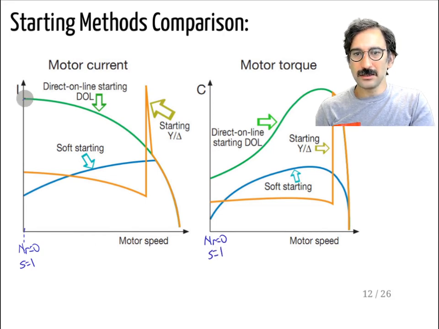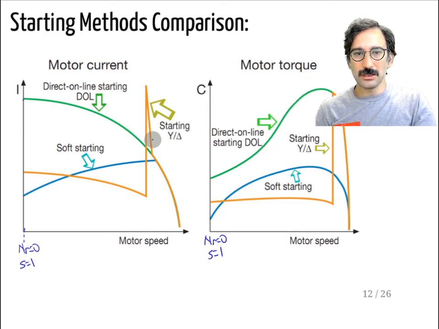So in that case, you have the maximum current, which generates a lot of heat and may even trip your circuit breakers or that kind of thing. So that may not be preferred. So the green is the default method.